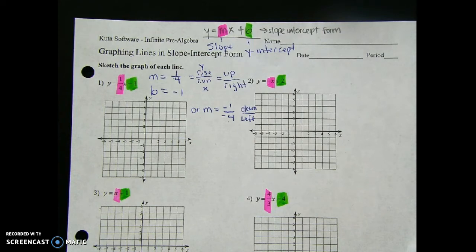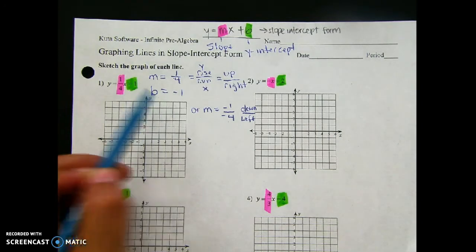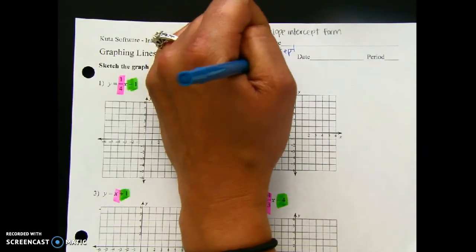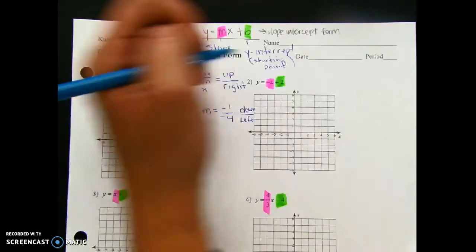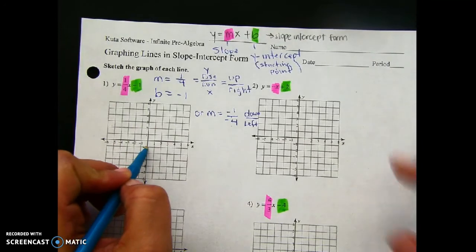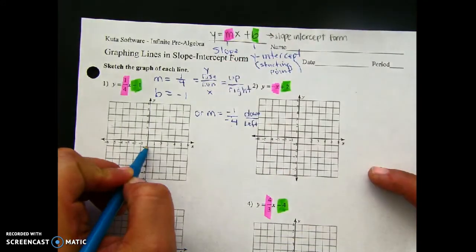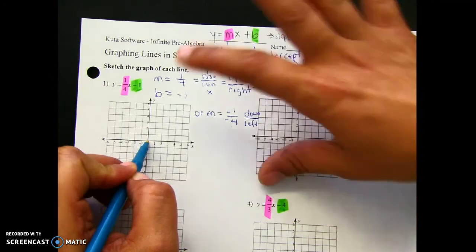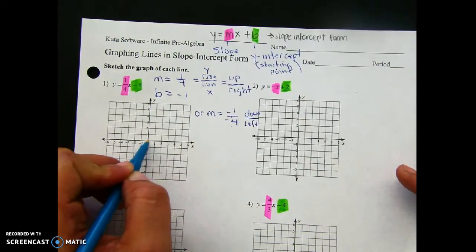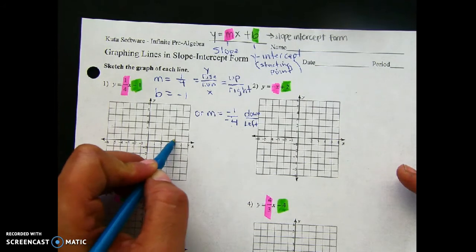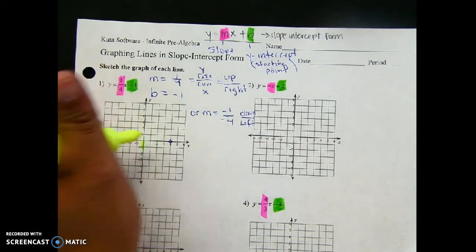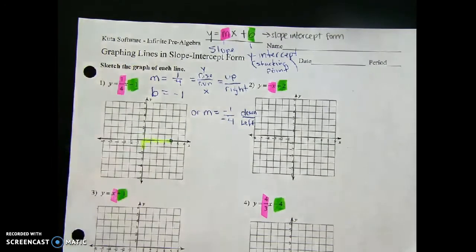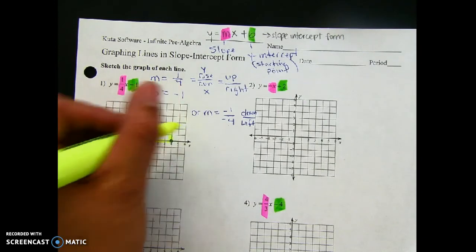I have a slope and a y-intercept. So I'm going to start with my y-intercept. This is my starting point. My starting point is -1, and I'm going to follow my first slope. I'm going to go up 1, to the right 4. 1, 2, 3, 4, and I'm going to put my dot. Up 1, I ran out of room.